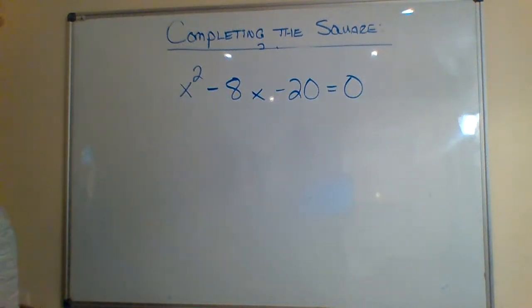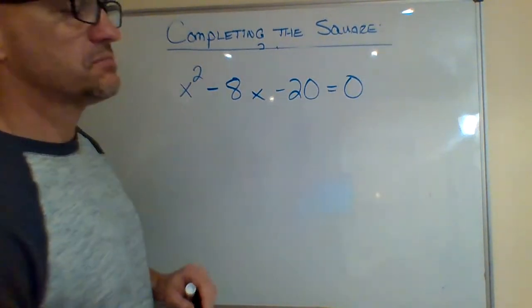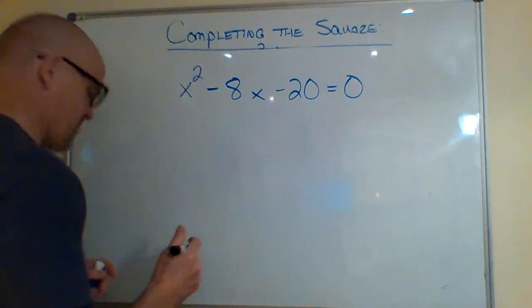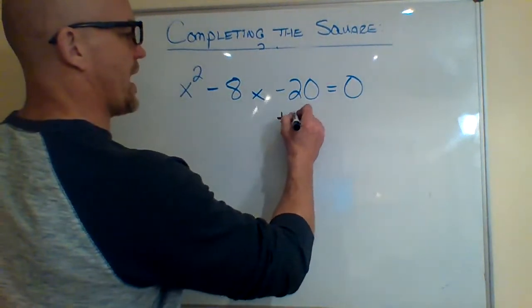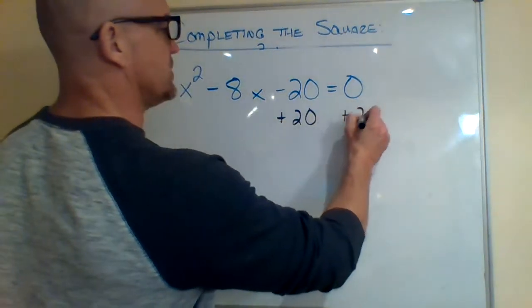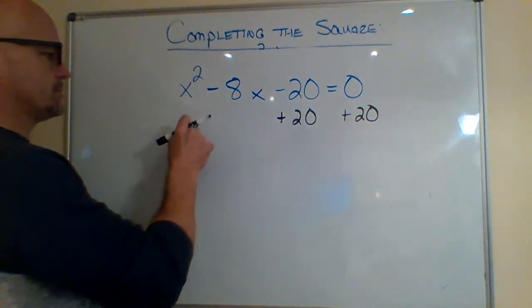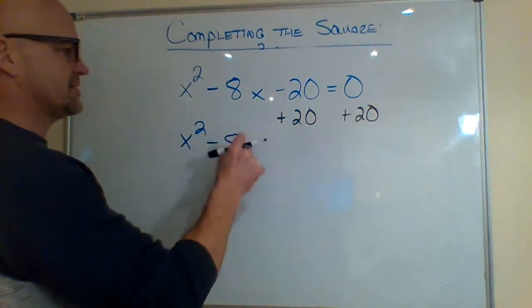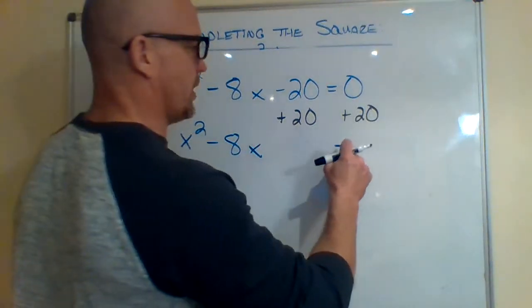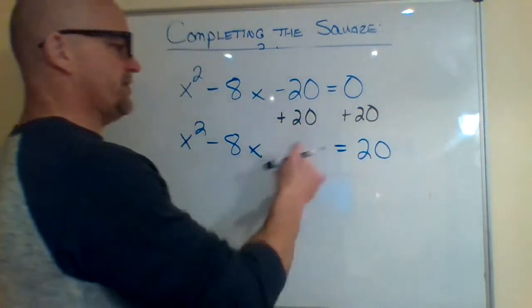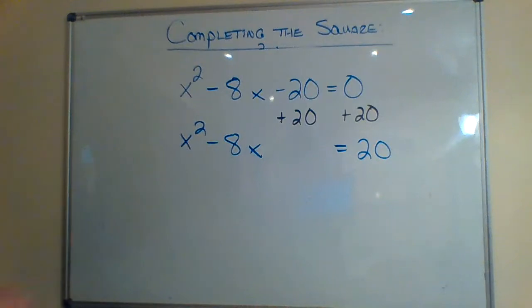So what we're going to do is we're going to first get rid of that c value and get a new one. Getting rid of it mathematically correctly, we're going to add 20 to both sides. That's going to give me x squared minus 8x equals 20. Notice I leave this space here so I can get my new c value in there.